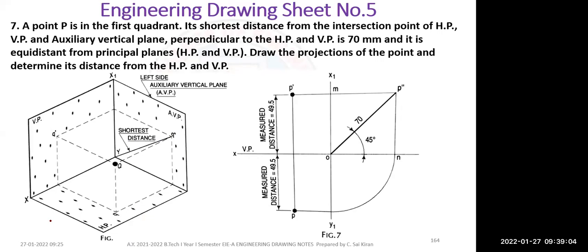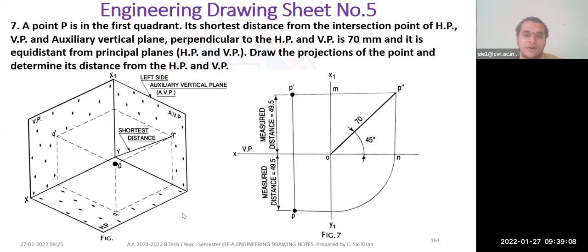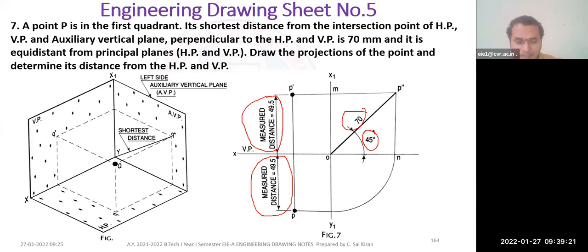Sir, calculations are written in the drawing sheet, sir? Yeah, you have to write these calculations. Measured distance is 49.5 and measured distance is 49.5. You have to represent this 70, you have to represent this 45 degrees. Sir, no need of writing any data. Directly you have to draw only this one. Draw this one. It is completed.